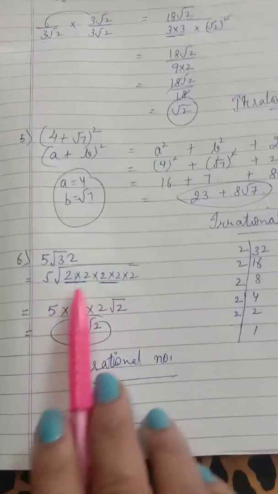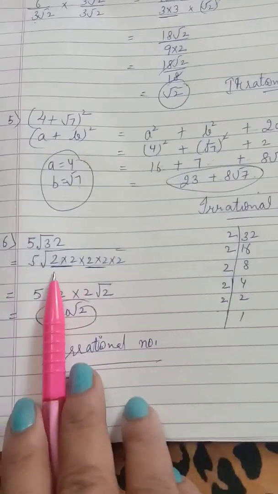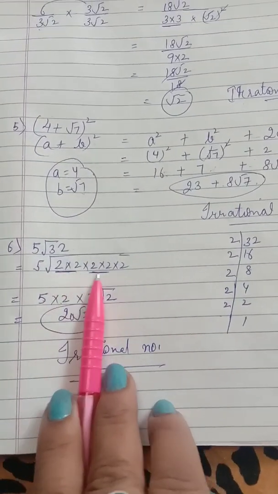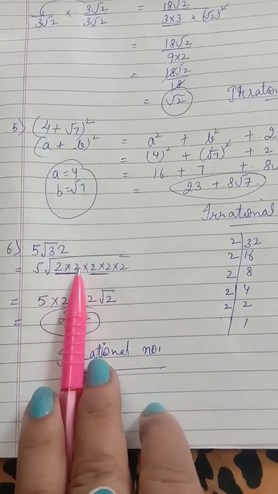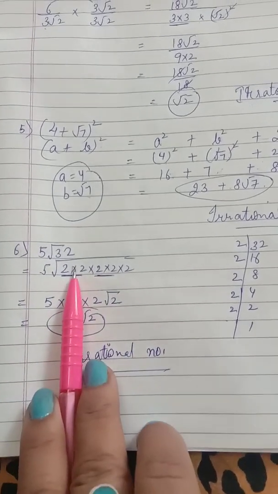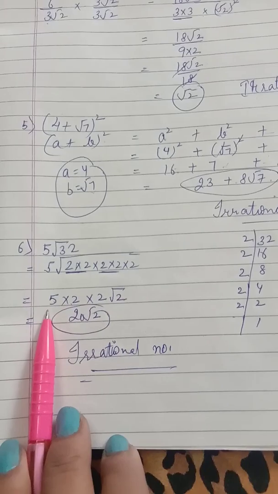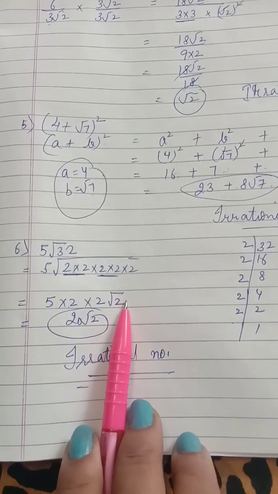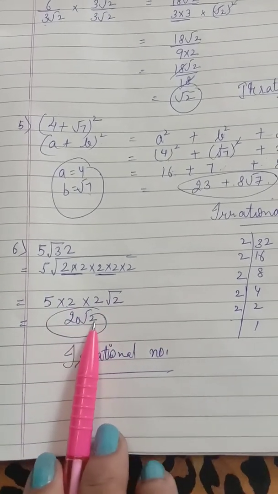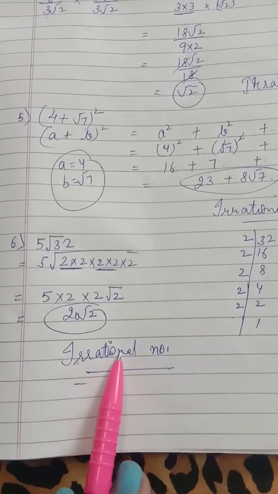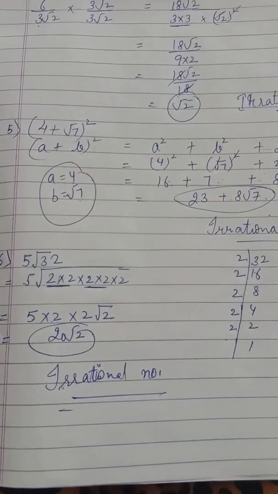5 root 32. Root 32, we can find out the LCM. These are the numbers we'll get. Now wherever you can make a pair, the number will come out of the root. One pair, second pair, and choosing one from it, it will come out of the root, and a single number will remain under the root. 5 2s are 10, 10 2s are 20, 20 root 2. This is again an irrational number. So with this we finish the first exercise.